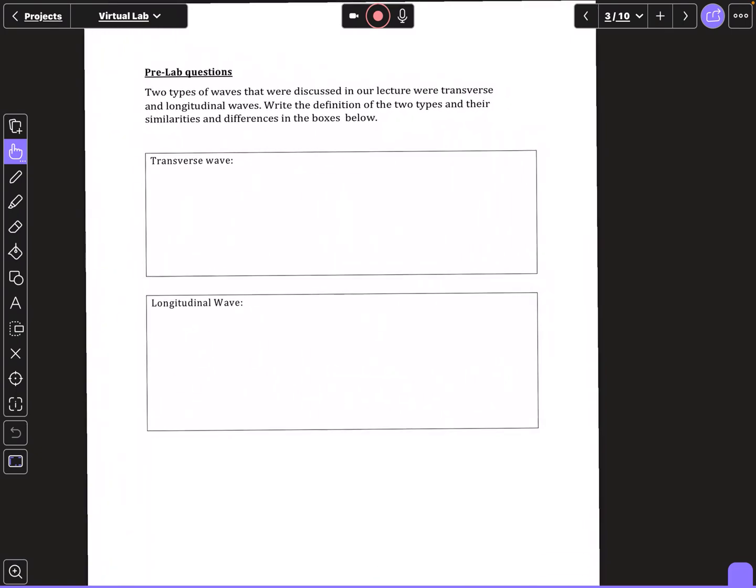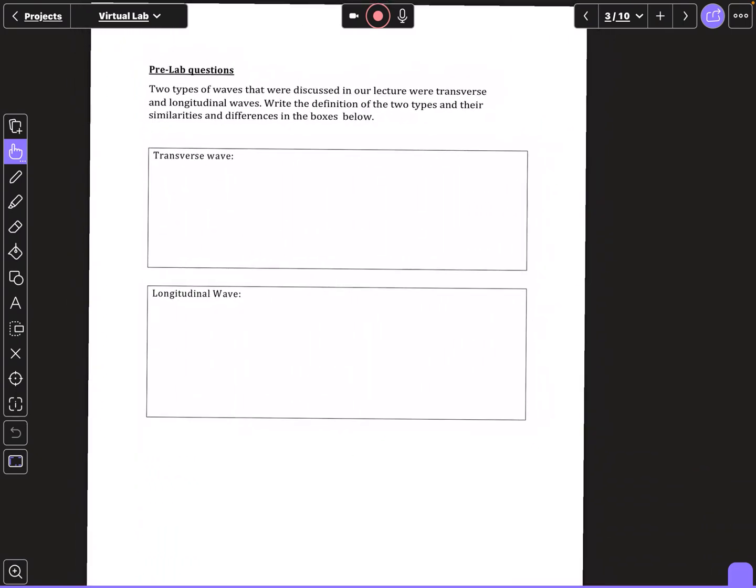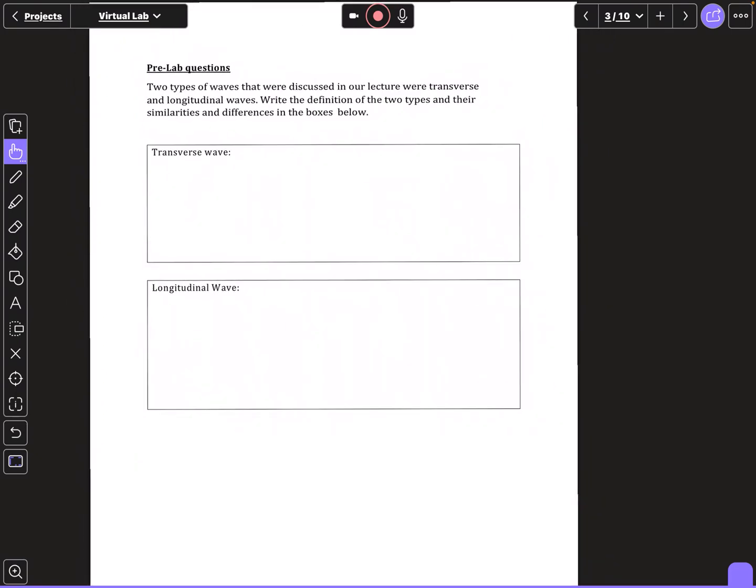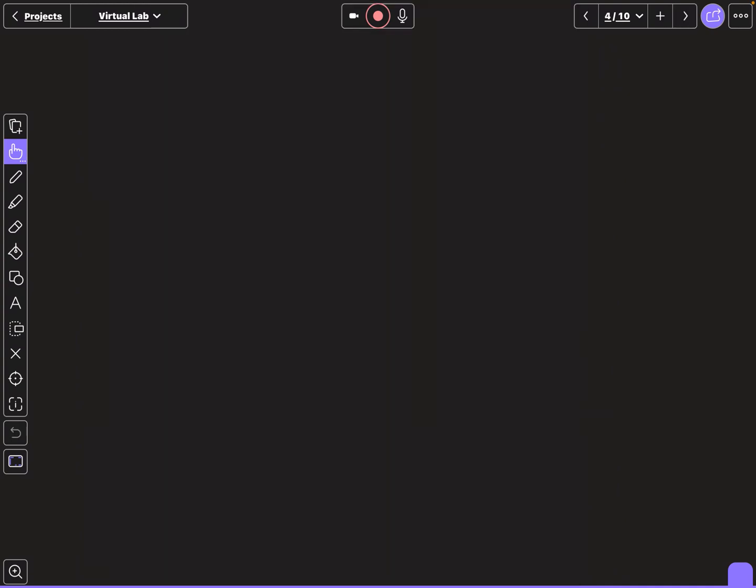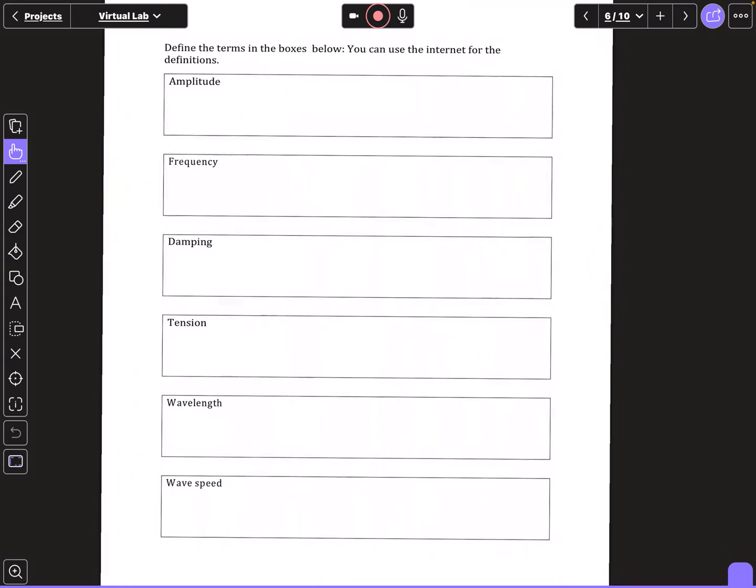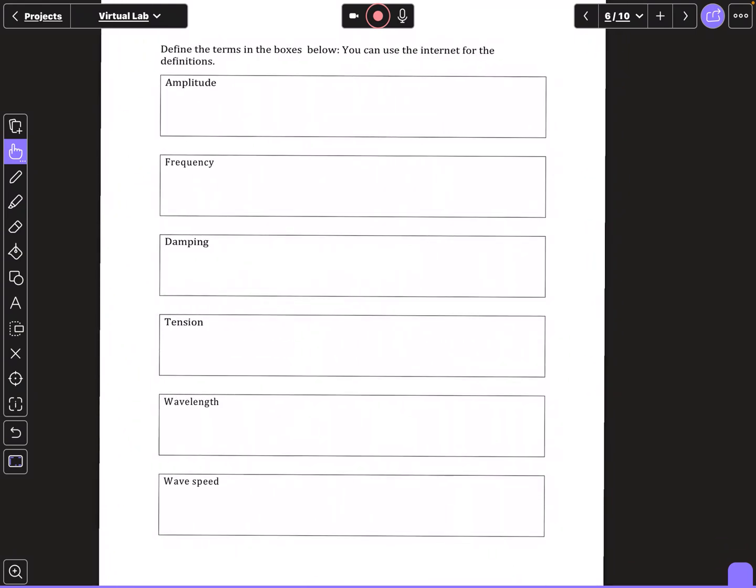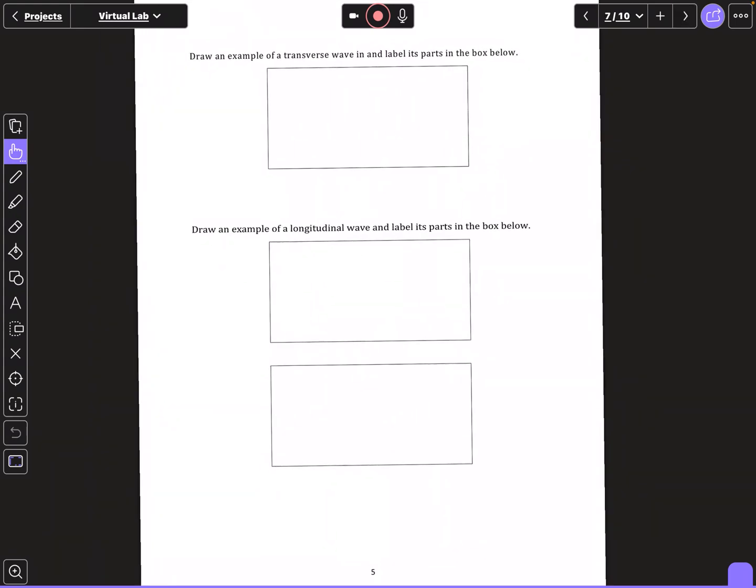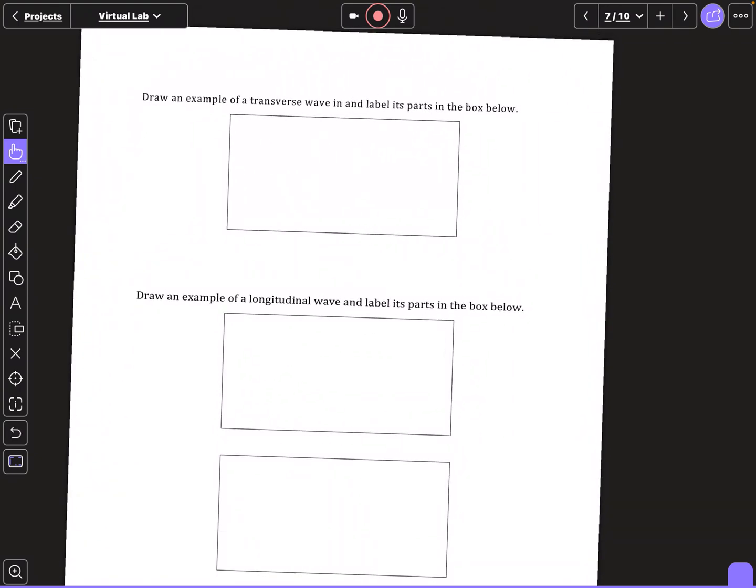As some pre-lab questions, it wants you to write the definitions of a transverse wave and a longitudinal wave. And then there's some terms to define. You can use the internet for the definitions, or you can go back and look in your notes. Most of these definitions will be in there. And then you're going to draw an example of a transverse wave and label its parts.